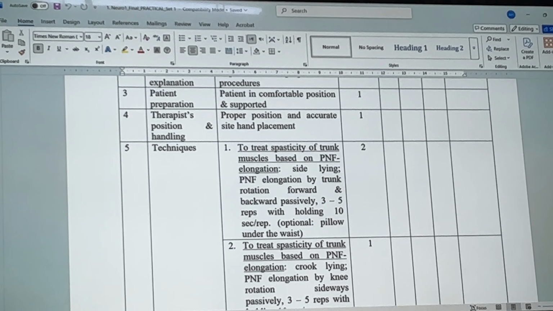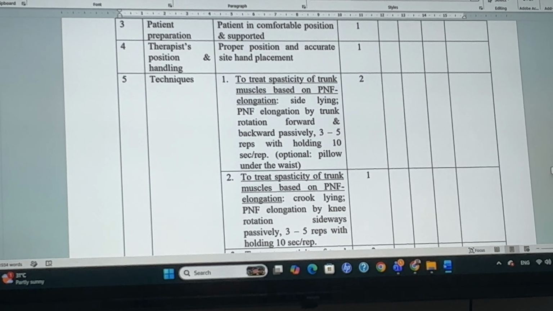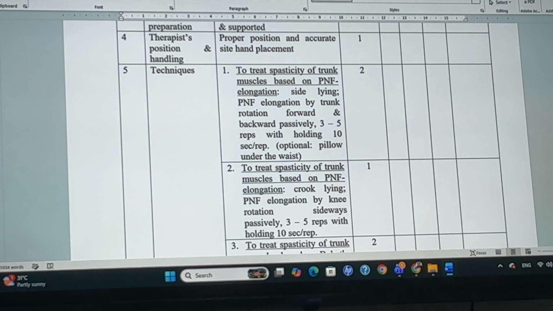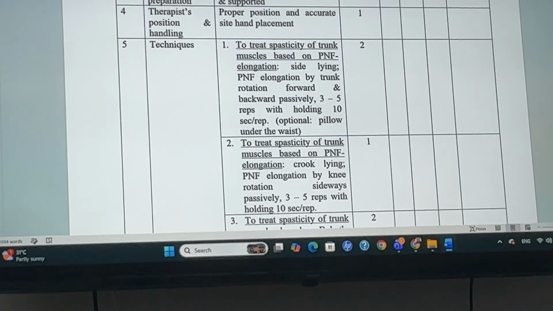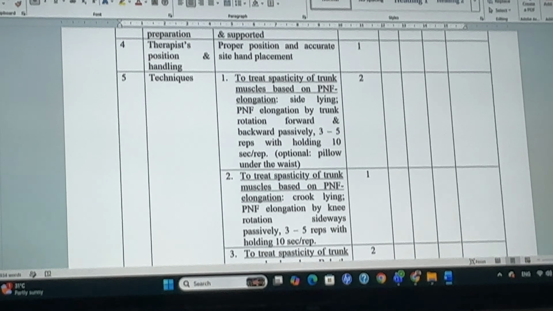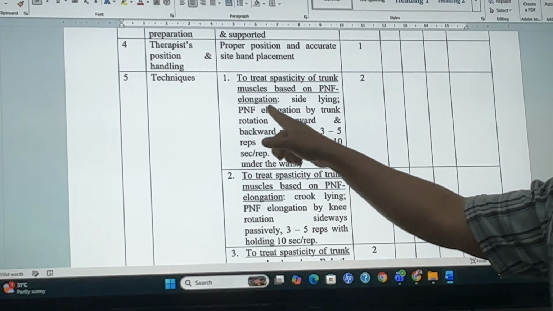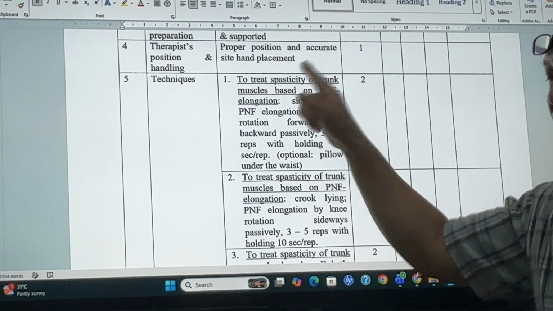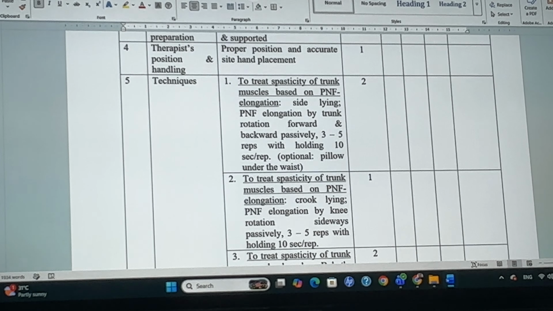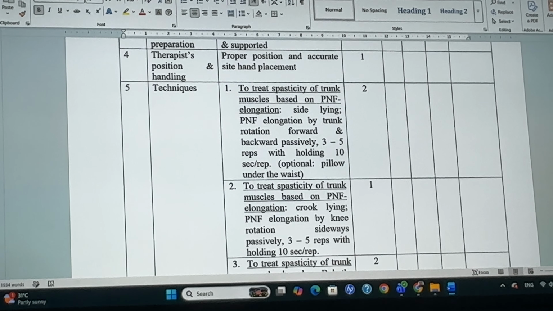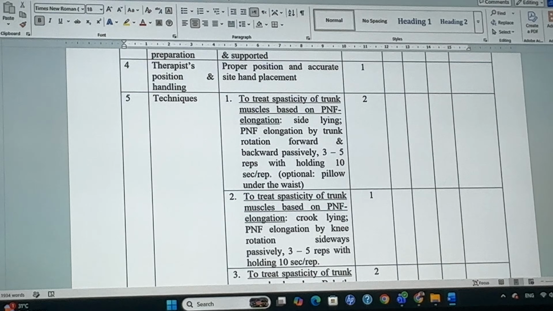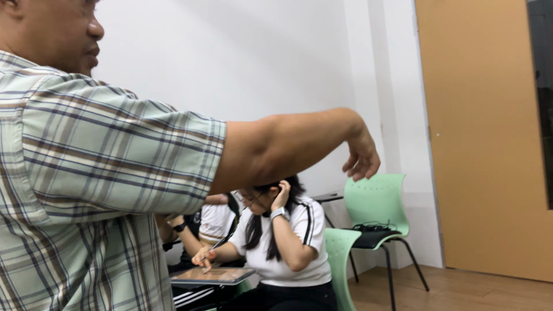Okay. So we know that the causing factor is actually spasticity, or hypertonus. So what you can do is treat based on PNF elongations. Put the patient in side lying and then you passively roll the pelvis and your scapula. Okay, elongate.